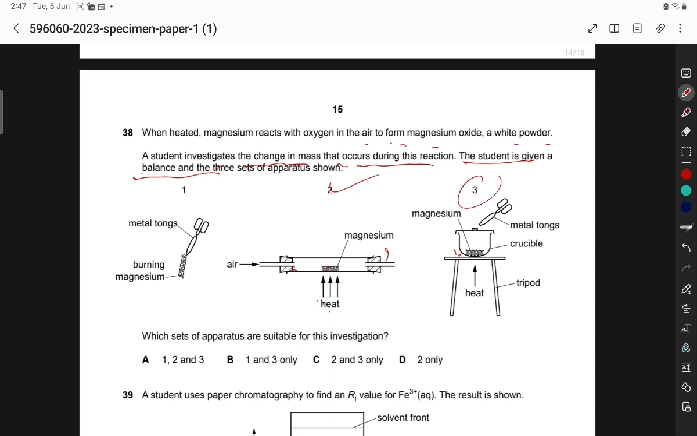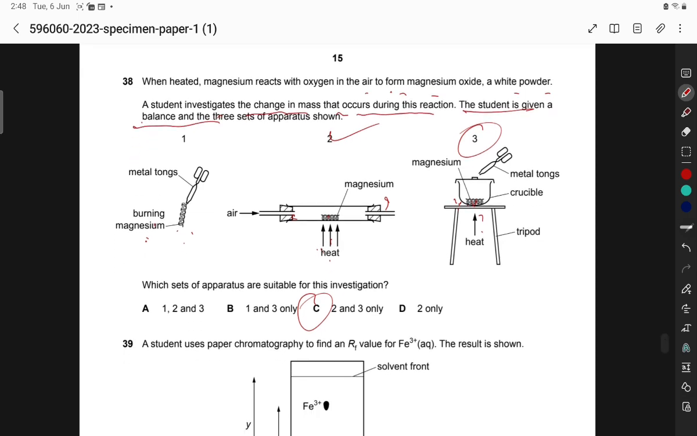So options 2 and 3, C option is correct. Crucible, metal tongs, and heating the magnesium to constant mass. The other setup is not correct because magnesium oxide is very light and is going to escape. You need to weigh the mass of magnesium oxide after the burning of magnesium. So these two apparatus are suitable to investigate the change in mass that occurs during the reaction.